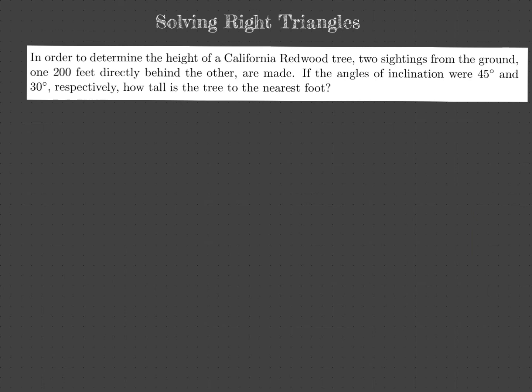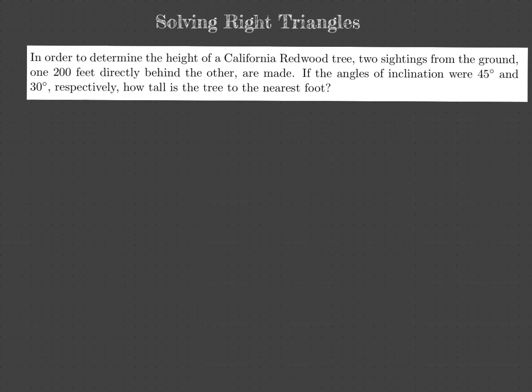This next word problem is a little bit more difficult because it involves two triangles. So let's take a look at it and read it. In order to determine the height of a California redwood tree, two sightings from the ground, one 200 feet directly behind the other, are made. If the angles of inclination were 45 degrees and 30 degrees respectively, how tall is the tree to the nearest foot? So once again, we want to find the height of something.